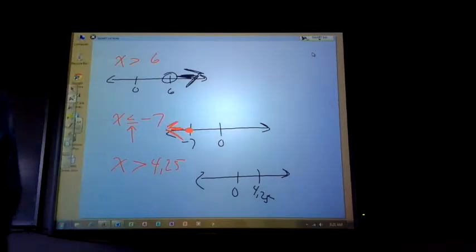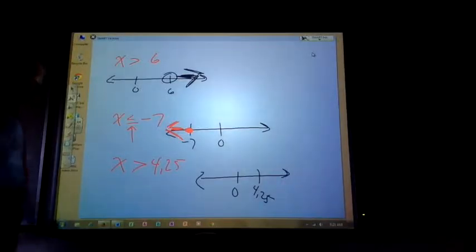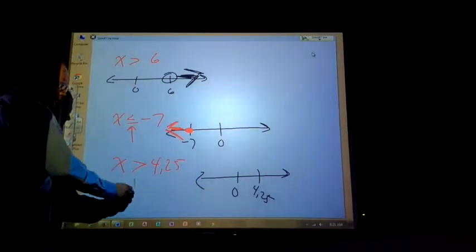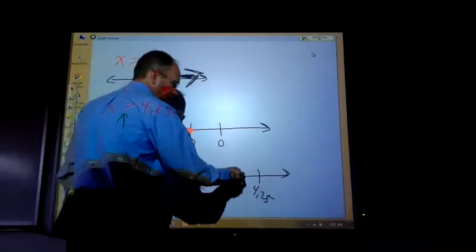Am I counting anything out? Did I go 1, 2, 3? No, I just know it's to the right. Open dot or closed dot? Open dot. So because that's like that, it's going to be an open dot.